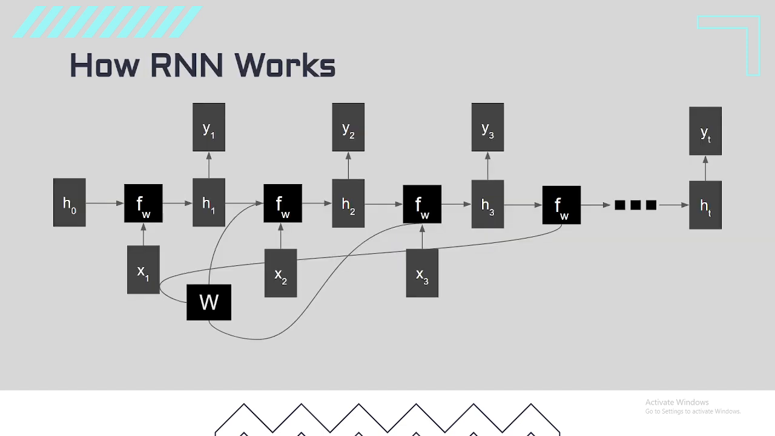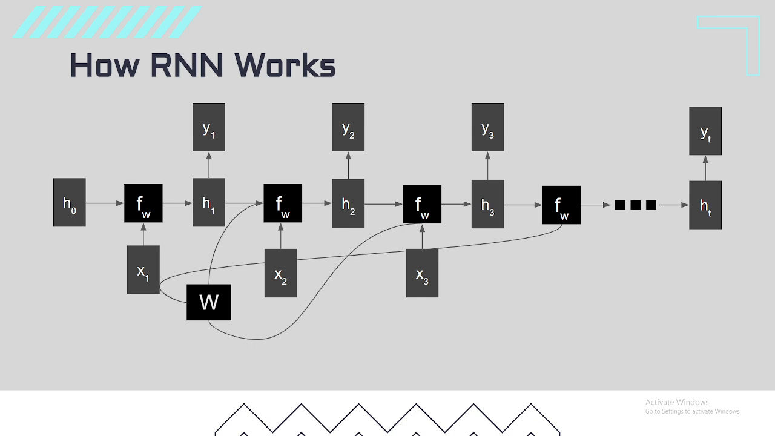This diagram captures the core idea behind the recurrent neural network function step by step through time. Starting from the left, we have x1, x2, x3 and xt. Those are our input vectors, one at each time step. And h0 is the initial hidden state, usually a vector of 0s or learned values.